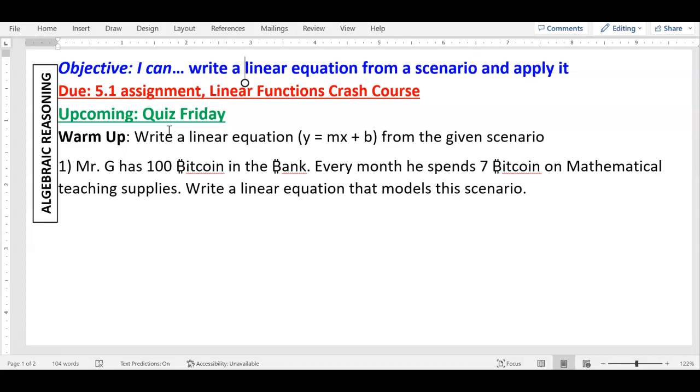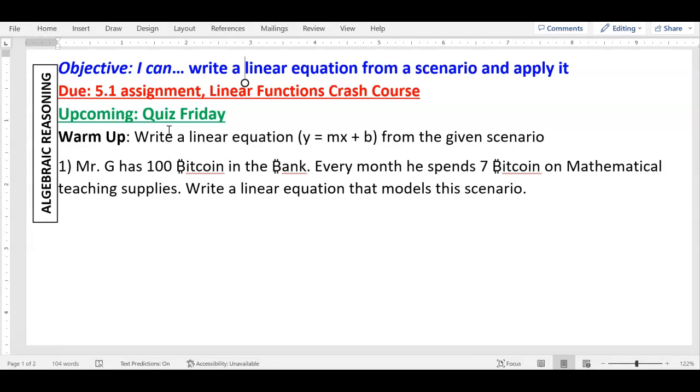Write this down right here. You'll see in red what's due: the 5.1 assignment on inverses, and what we did yesterday, the linear function crash course. You got the warm up? Let's make sure you did it right. I'm going to bet you got something wrong. Let's find out. You should get it out so you can correct it.